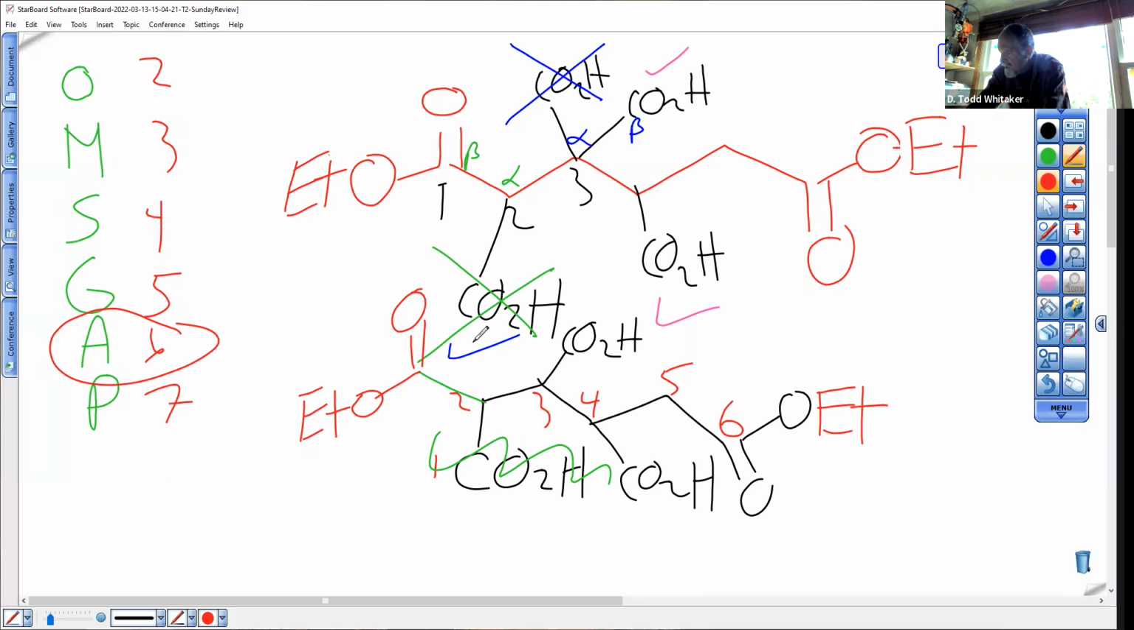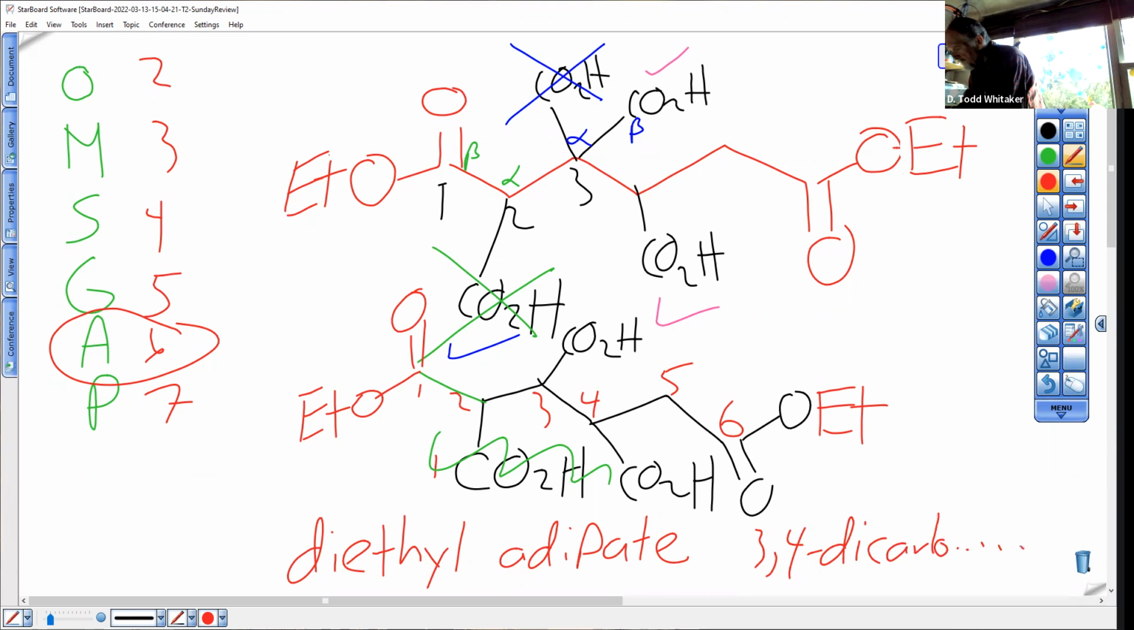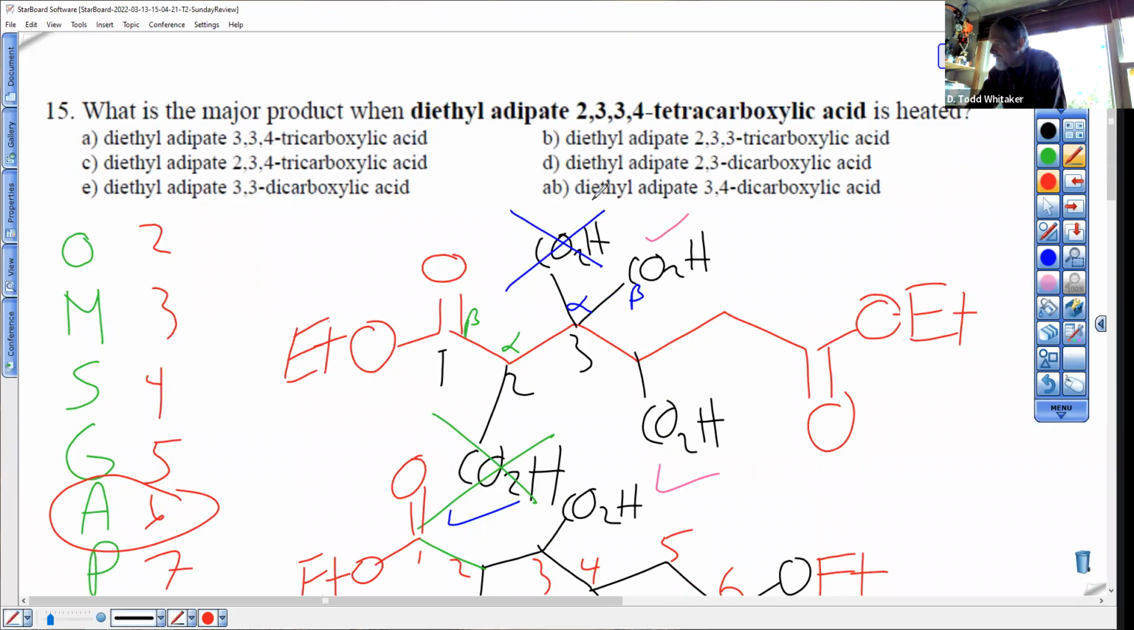And what are we going to say? It's a diethyl adipate still. How many carboxylic acids? This is the new carbon 1. There's one on, there's not one on 2. There's one on 3 and 4, whether you count it this direction or the other direction. 1, 2, 3. It's symmetrical, isn't it? 3,4 dicarboxylic acid. And that would be choice diethyl adipate 3,4. Diethyl adipate 3,4. We have a winner.